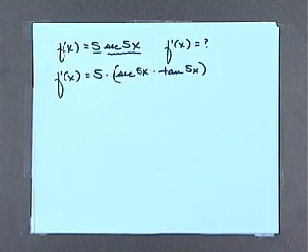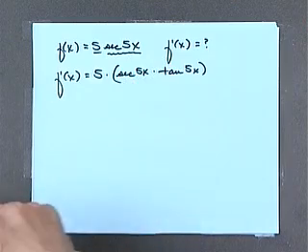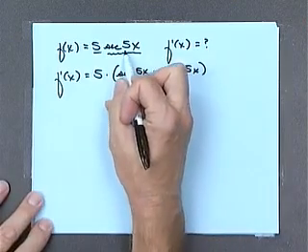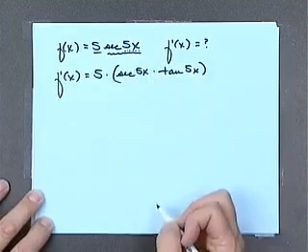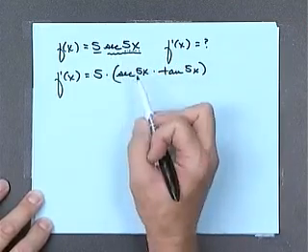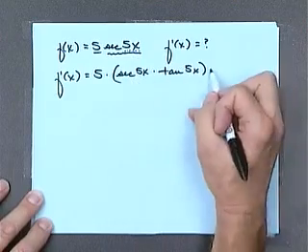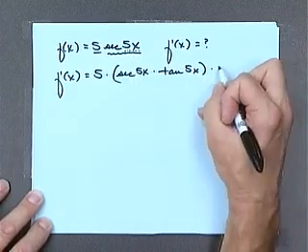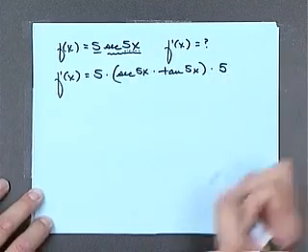But we don't just have the secant of x, we have the secant of 5x, so you keep working your way in until we get to the innermost function, which is 5x. So the derivative of the secant of 5x is secant 5x tangent 5x times what? Derivative of 5x, which is 5.